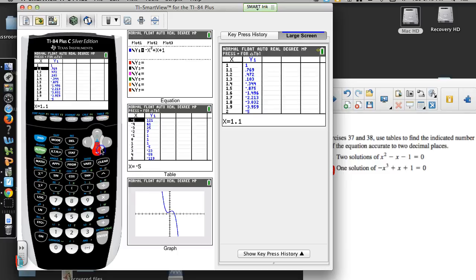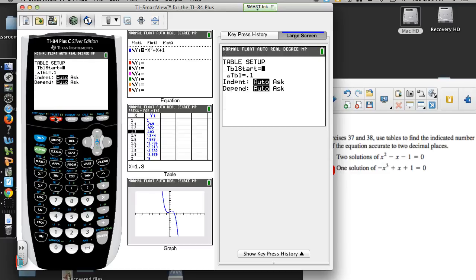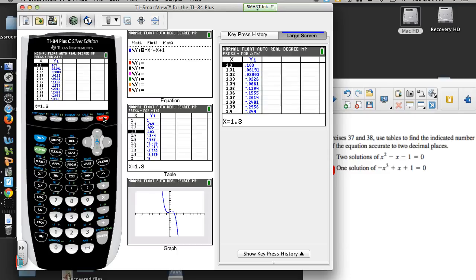So now we see it has to be between the 1.3 and the 1.4, because at 1.3 it's above the x-axis, and at 1.4 it's below. But they wanted 2 decimal places, so now we're going to start our table at 1.3 and go by hundredths to get in even closer. And we see that it's between 1.32 and 1.33 because, again, we have a positive value for our y's with 1.32 and a negative with 1.33.